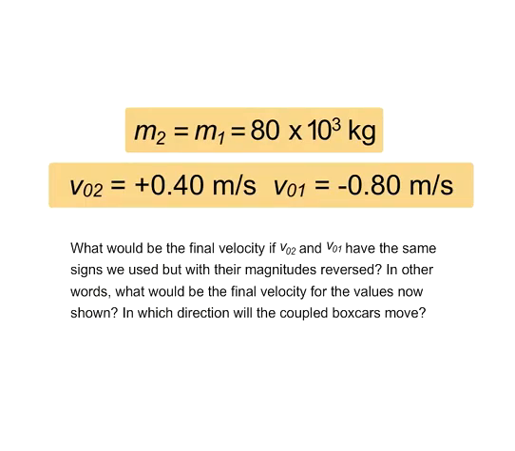What would be the final velocity if v sub 02 and v sub 01 have the same signs we used, but with their magnitudes reversed? In other words, what would be the final velocity for the values now shown? In which direction will the coupled boxcars move?